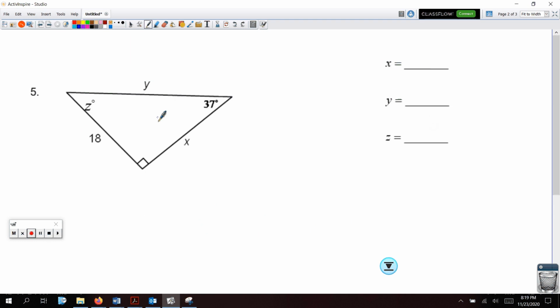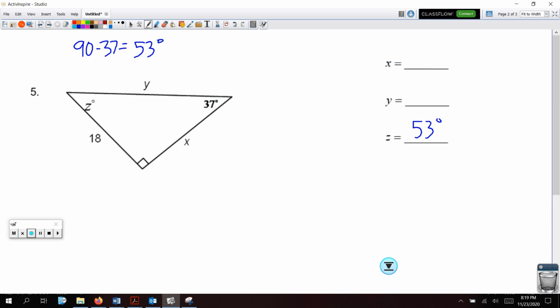So here we go, number 5. Now I'm missing 2 sides of the triangle and I'm only missing 1 angle. So instantly I'm like, well, I want to do the easiest thing. So I'm going to find out what z is, right? Because z plus 37 equals 90, or 90 minus 37 equals z. So when I do 90 minus 37, I get 53 degrees. Right, so that took care of that right away.